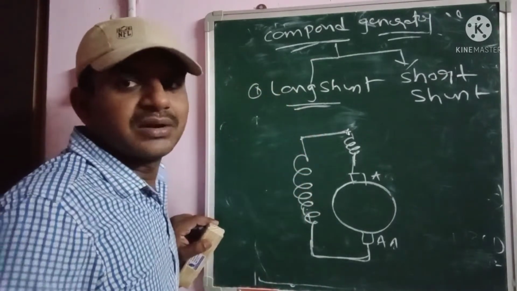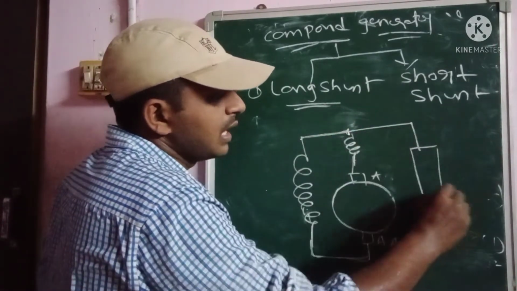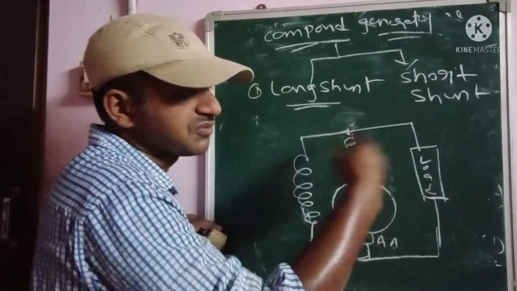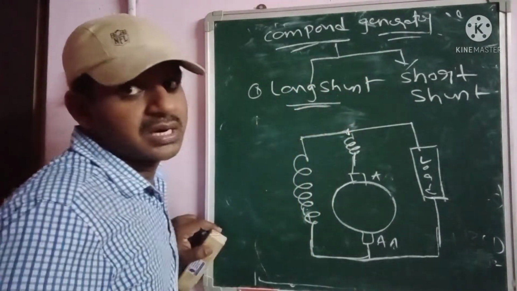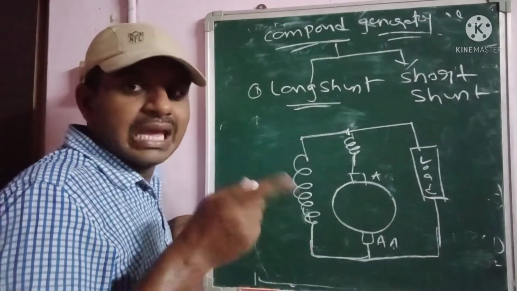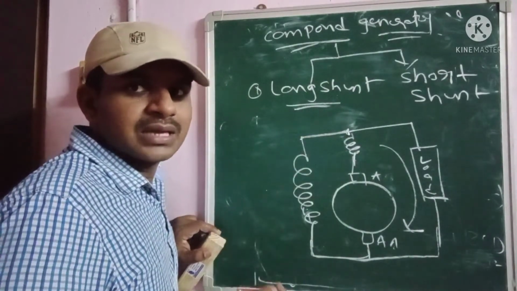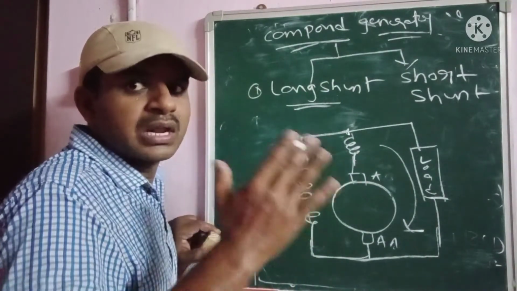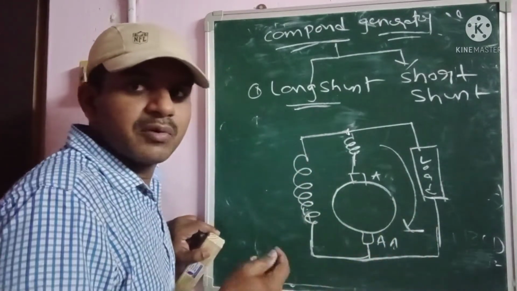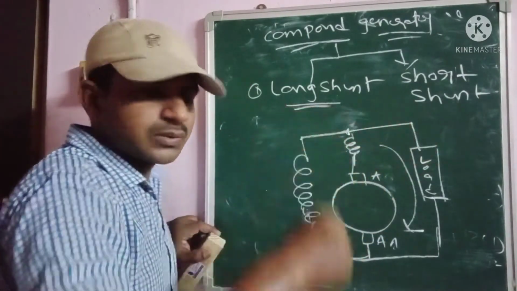Which is very, very important, please remember this. Here the load is also there, which we indicate like this. This is the total representation of the DC long shunt compound generator. Here also we have to apply KVL on the load side only. In any machine, if you want to calculate the generated EMF, we have to calculate it on the load side. Why? Because the total supply is going to the load.